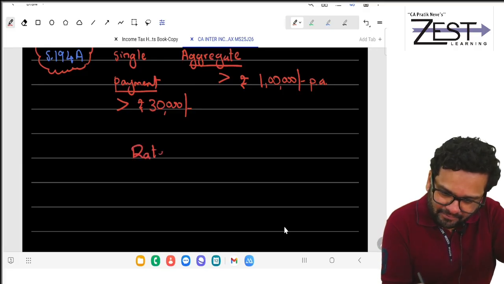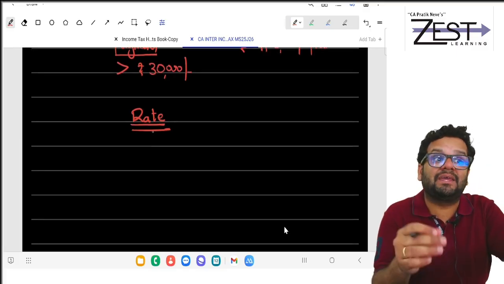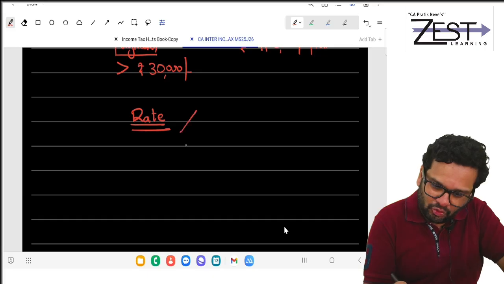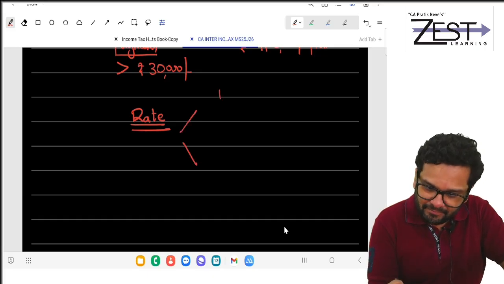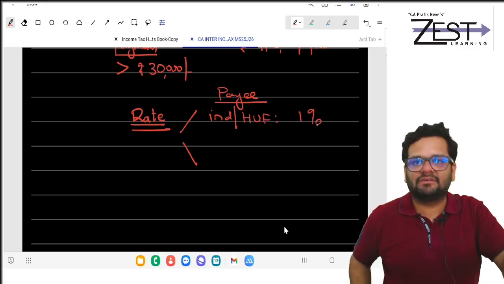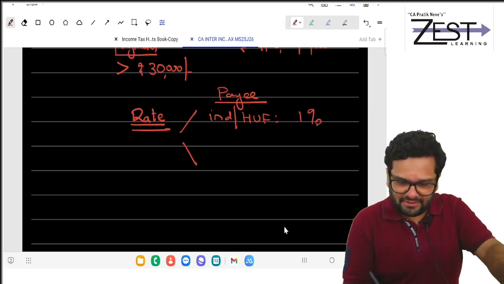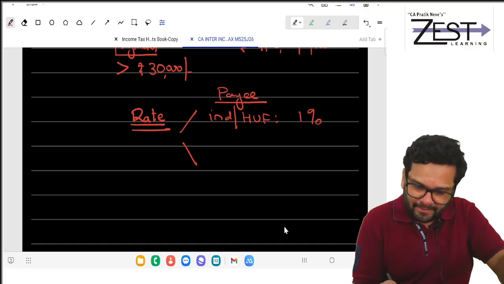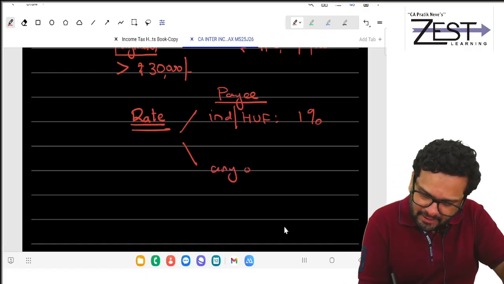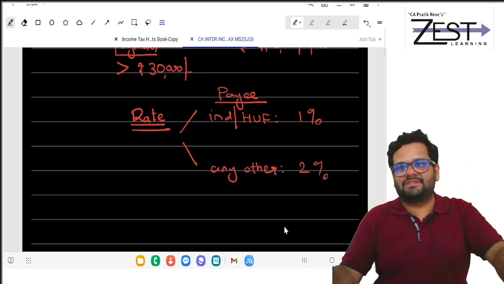Now comes what? Rate depends on who is the payee. If the payee is an individual or Hindu undivided family, then the rate is 1%. If the payee is any other, then you'll be surprised, 2%.